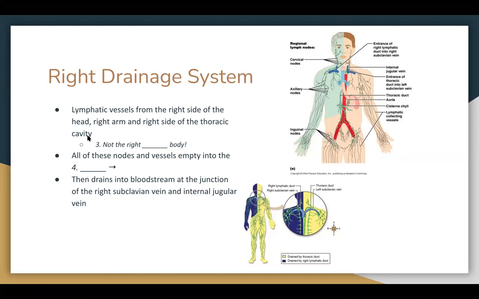So basically for number 3, the right drainage system is kind of weird. It's not fully symmetrical in your body. I have no idea why, but as you can see in the picture, the green part is your right drainage system, and it doesn't drain your lower body. So in fact, it's just your thoracic, head and neck, and upper arm on the right side. And then the answer to number 4 was that all of these nodes and vessels empty into your right lymphatic duct. So as you can see, the right lymphatic duct right here goes into your subclavian vein, as Priyanka said. So those are the answers for those questions.